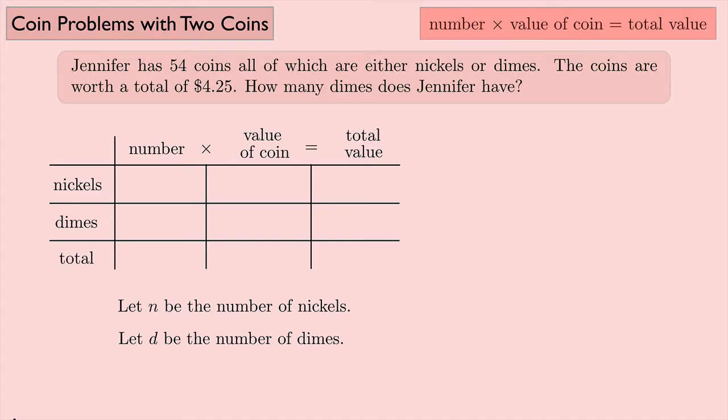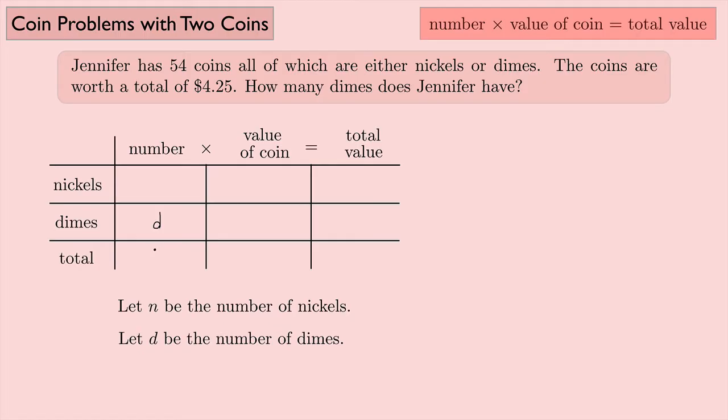So let's see here. Well, I know that I have 54 coins in total. And so I can do this 2 different ways. I can write it in terms of nickels, or I can write it in terms of dimes. You can do it either way. I'll pick dimes, so I'm just going to say that I have D dimes. And I want to write this in terms of D also.